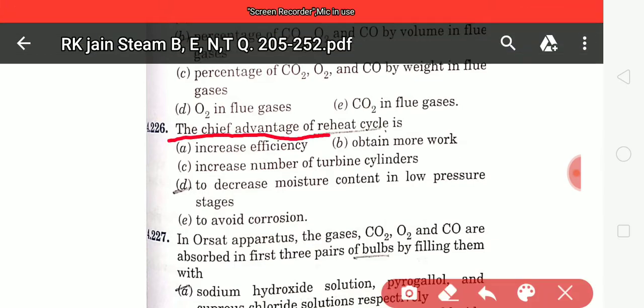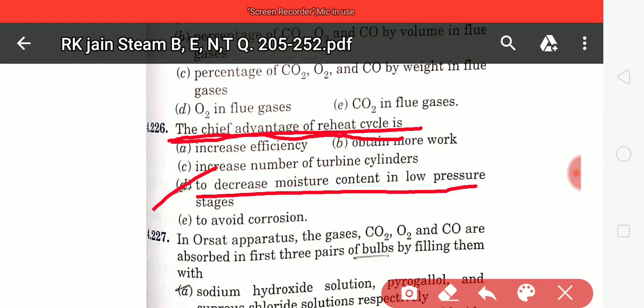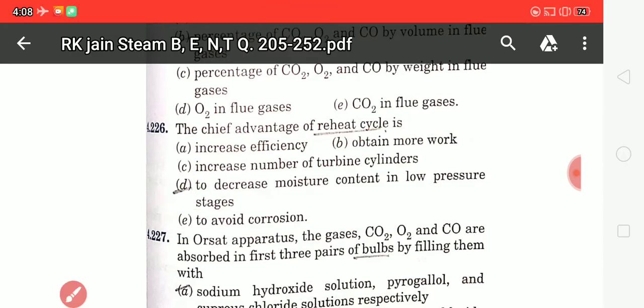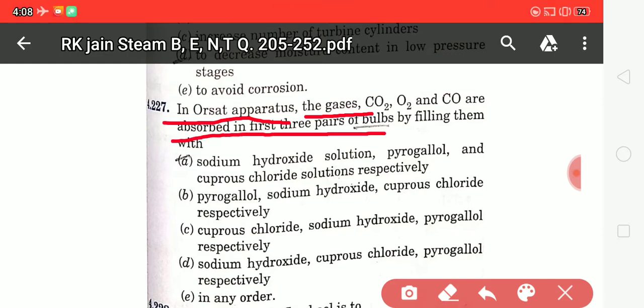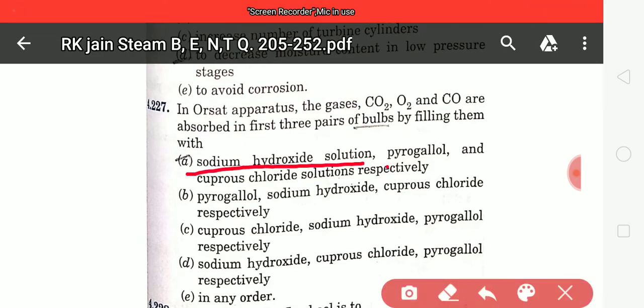The chief advantage of reheat cycle is to decrease moisture content in low pressure stage. Next, in Orsat apparatus, the gases carbon dioxide, oxygen and carbon monoxide are absorbed in first three pairs of bulbs by filling them with sodium hydroxide solution, pyrogallol and copper chloride solution respectively.